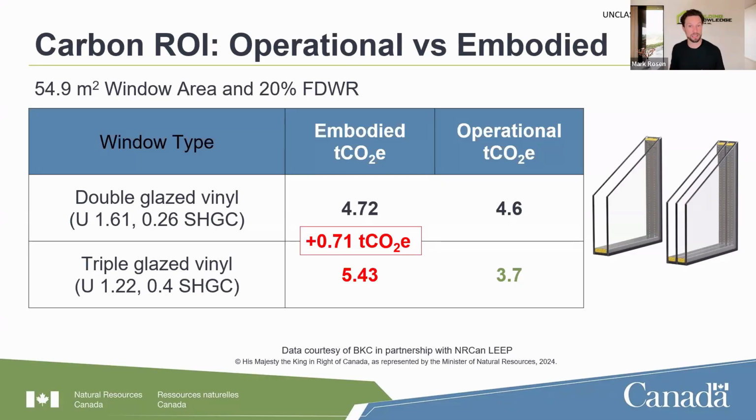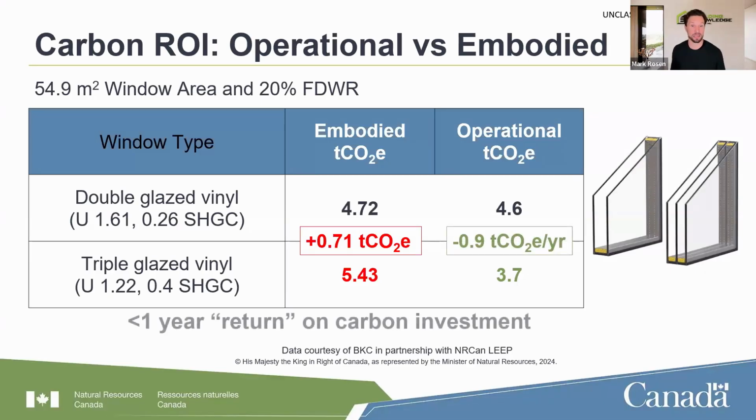But what we can see in this little example, is that a home with 20% window to wall ratio, to go from doubles to triples would have to spend about 0.7 tons of embodied carbon, not an insignificant number. However, the savings on this example home, which I believe was a traditional furnace operating, but a reasonably high performance home, was a savings of 0.9 tons of carbon operationally every single year. So the payback on that carbon spend is less than 1 year return on carbon investment, if you will.